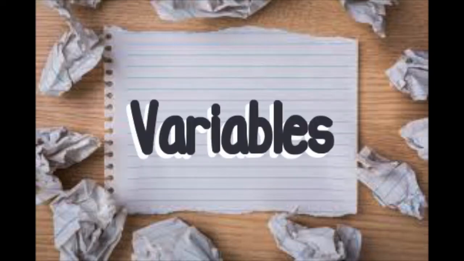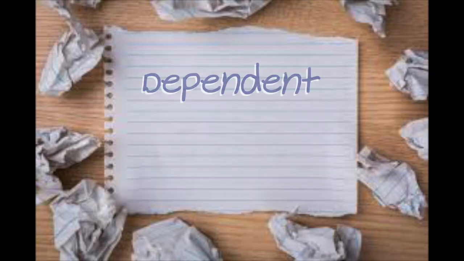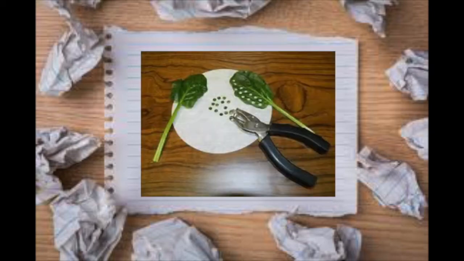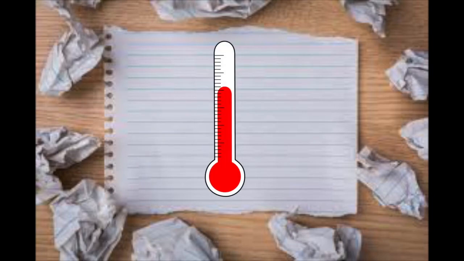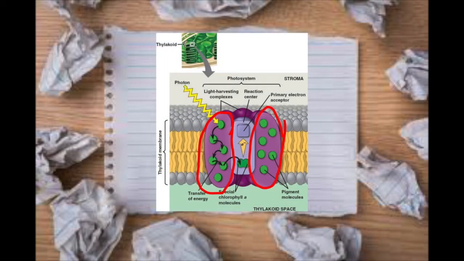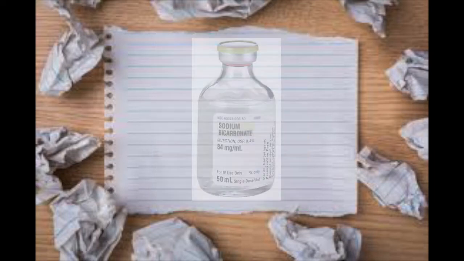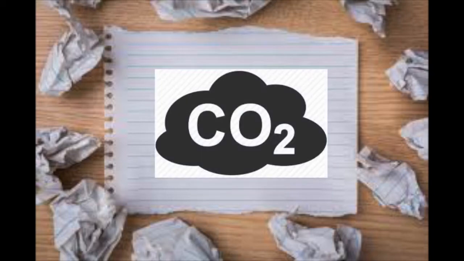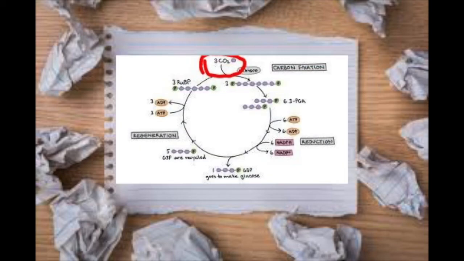The variables involved in this lab: the independent variable, which is our light wavelength; the dependent variable, which is the time; and our control variables, which include the number of spinach discs and the temperature, as we know temperature plays a role in the rate of photosynthesis, as it can denature certain pigments that are located in the photosystems. The last control variable would be the concentration of sodium bicarbonate solution. As we know, sodium bicarbonate contains CO2, and that plays a primary role in the Calvin cycle.